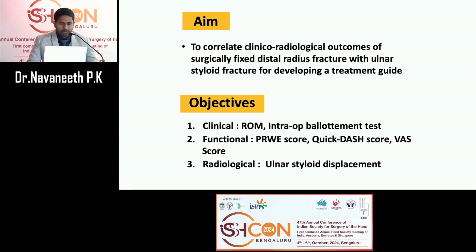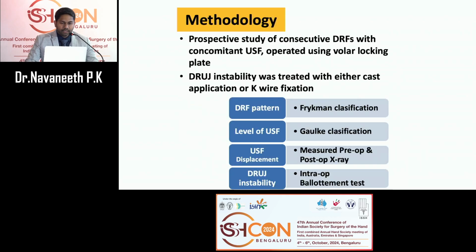Hence, the aim is to correlate the clinical and radiological outcome of surgically fixed distal radius fractures with ulnar styloid fractures, for developing a treatment guide. The clinical outcome was assessed by range of motion and intraop ballottement test, and functional outcome by PRWE, QDASH and VAS score, and radiological outcome by ulnar styloid displacement on pre-op and post-op X-rays. It is a prospective study of consecutive distal radius fractures with concomitant ulnar styloid fractures operated using volar locking plate, and DRUJ instability was treated by either cast application or K-wire fixation.